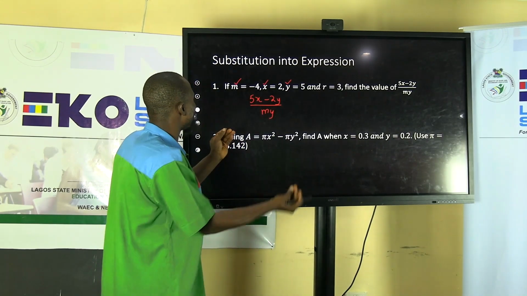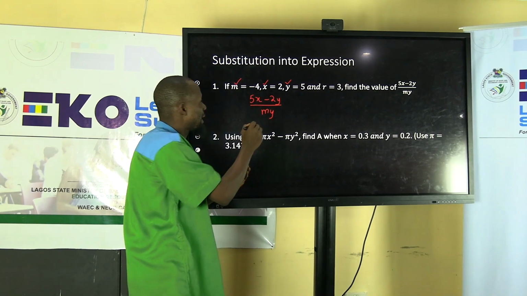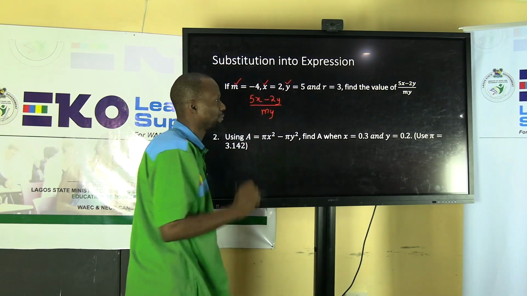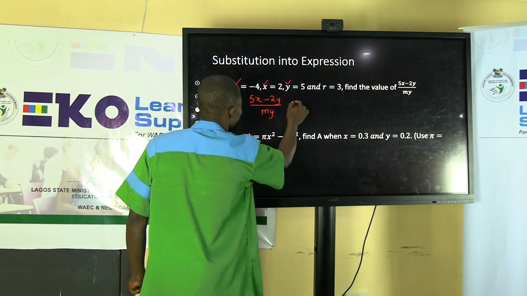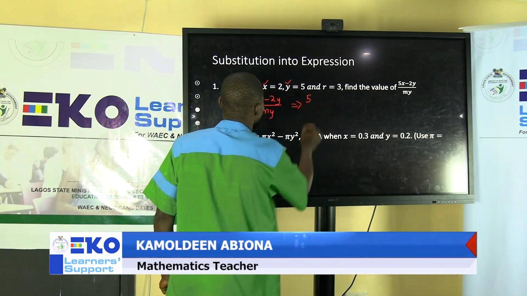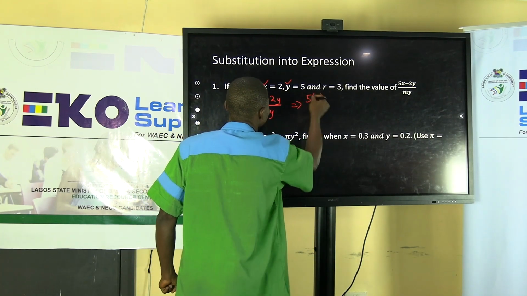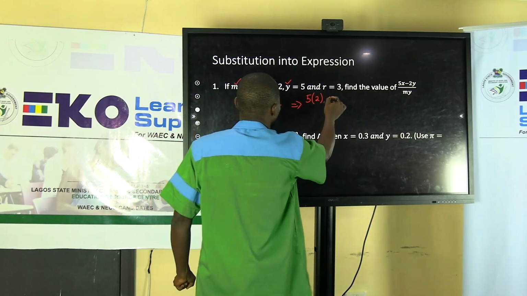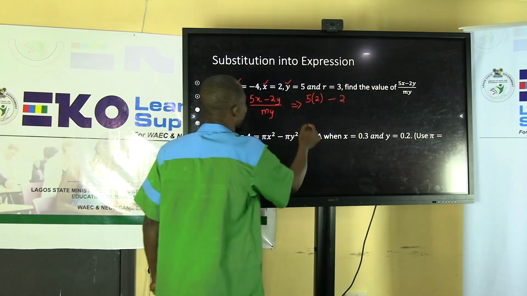So meaning that we are replacing those. Anywhere you see m, we want to replace with -4. Anywhere we see x, replace with 2. Anywhere you see y, replace with 5, and so on. So let's quickly do that. So it means the expression becomes 5 into bracket x. 5 multiplied by x. Another way of writing your multiplication is just to put it in brackets. Minus 2y. 2 multiplied by y. What is the value of y? 5.